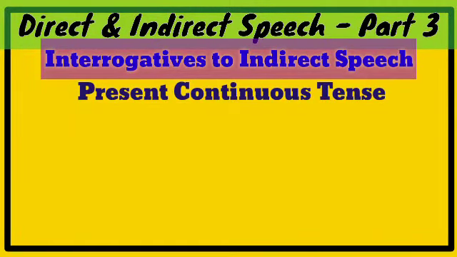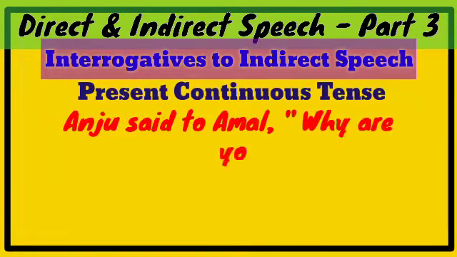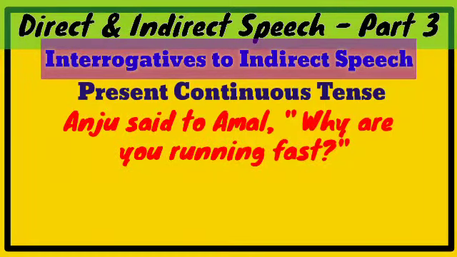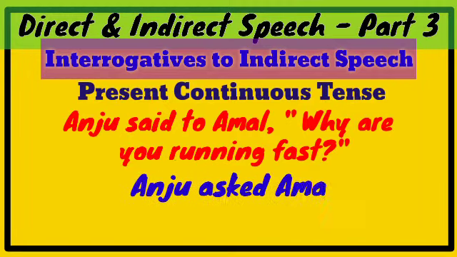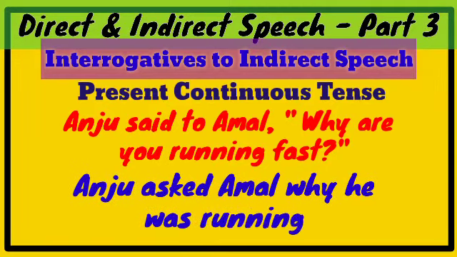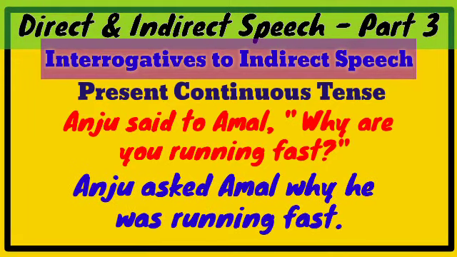Let's see an example of a WH question in present continuous tense. Anju said to Amal, "Why are you running fast?" So we have used "why" as a WH question, and it is in present continuous format. So the answer is: Anju asked Amal why he was running fast. So "why are you" changes to "why he was running fast".